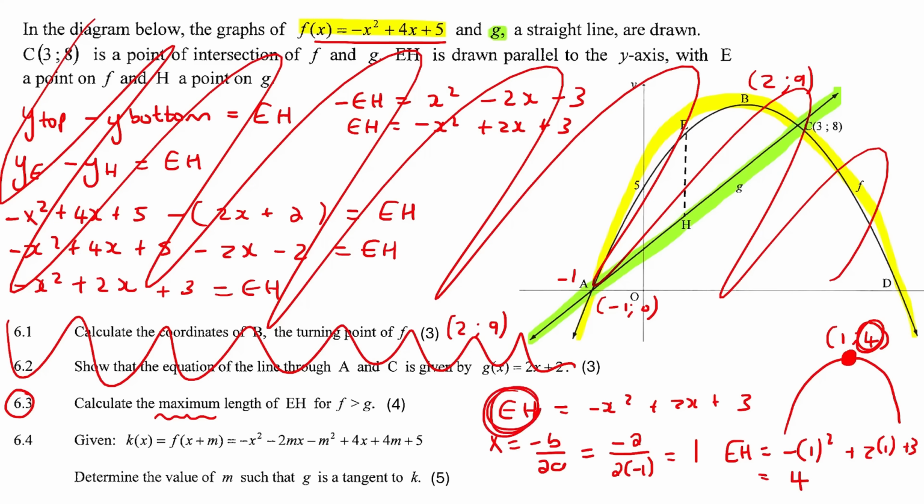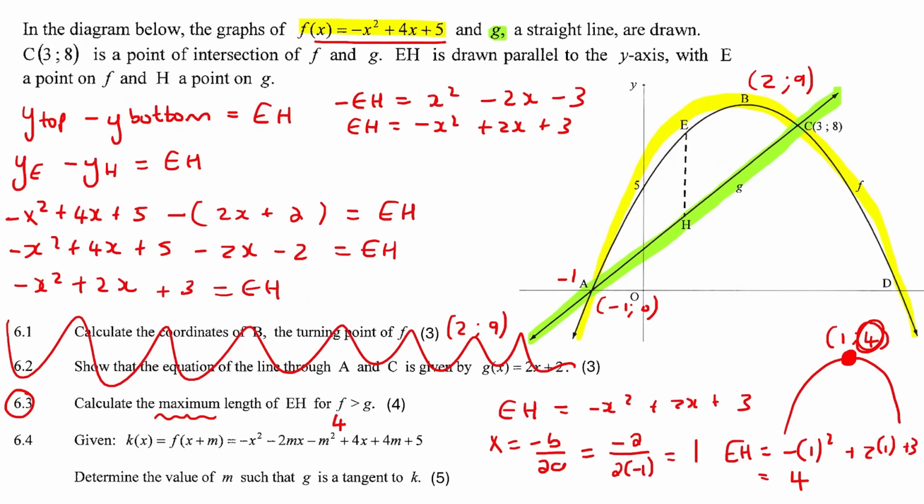So we have answered the question. It says, calculate the maximum length of EH. I gave you the equation of EH. It was a parabola equation, and you went and solved it. Done. Finished. That's the answer. We got 4. Once you've generated this equation, you just work on that equation, okay?